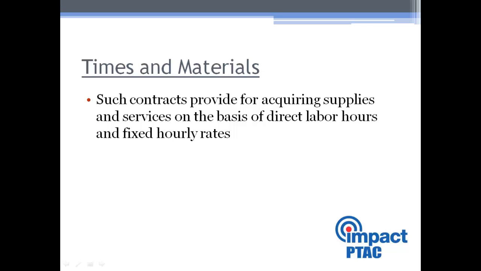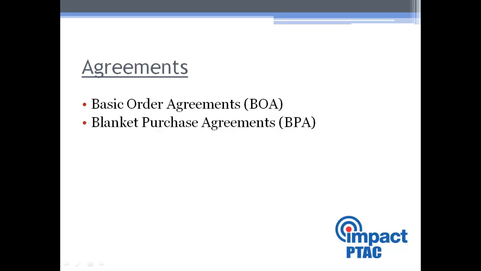Time and materials, or T&M contracts, provide for acquiring supplies or services on the basis of direct labor hours at specified fixed hourly rates that include wages, overhead, general and administrative expenses, and profit as well as actual cost for materials. A T&M contract may be used only when it is not possible to accurately estimate the extent or duration of the work or to anticipate costs with any reasonable degree of confidence.